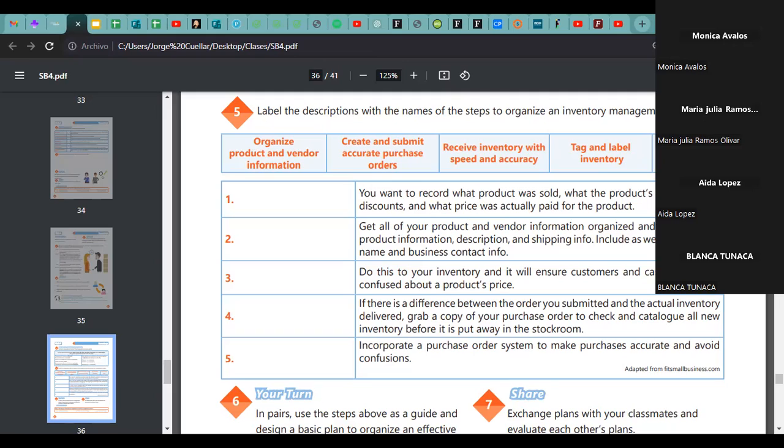That is very good. Number two says, get all of your product and vendor information organized and in one place. Product information, description, and shipping info, include as well the business name and business contact info. Organize product and vendor information. I agree too with Veronica. Very good, perfect. Okay, number three says, do this to your inventory and it will ensure customers and cashiers are not confused about a product's price. Tag and label inventory. Everybody agrees?